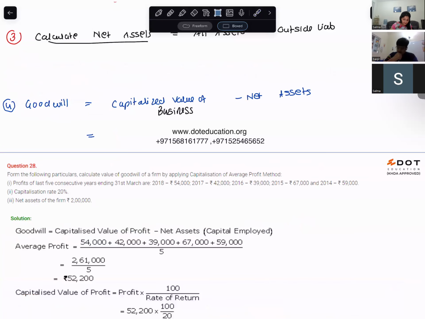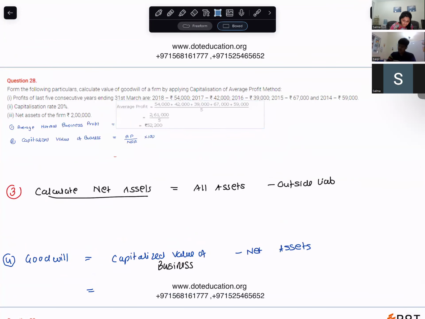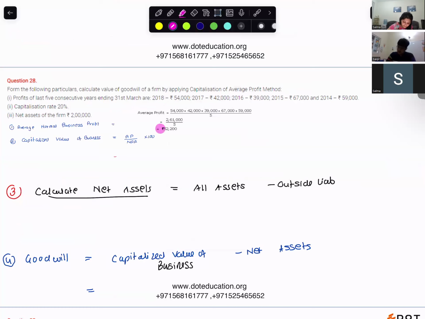Yes, ma'am. So first we will calculate the average business profit. Our average business profit will be addition of all these divided by 5. So this will become how much? 52,200. Did you get the same figure? No, ma'am, it's incorrect. Okay, fine. You add it and divide it by 5.